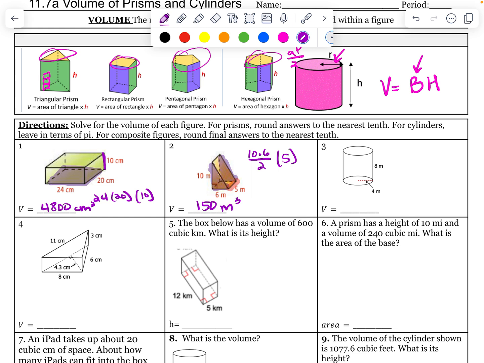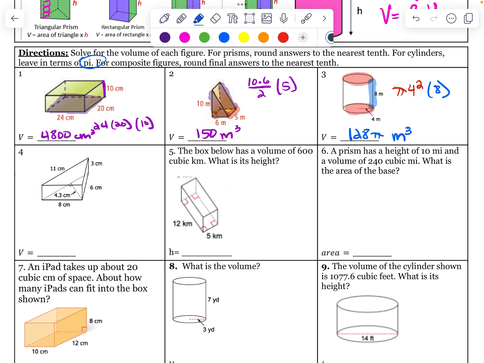All right, we've got a cylinder as a base. So here I've got circles as my base, and then my height is going to be 8. So to find the area of the base, it's going to be pi times 4 squared, and then times 8, my height. So 16 times 8. I'm going to leave this in terms of pi for the easy ones. 128 pi meters cubed.